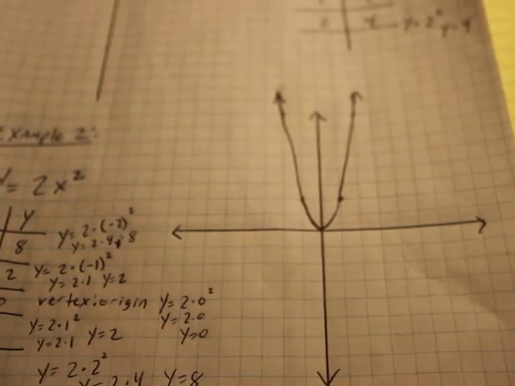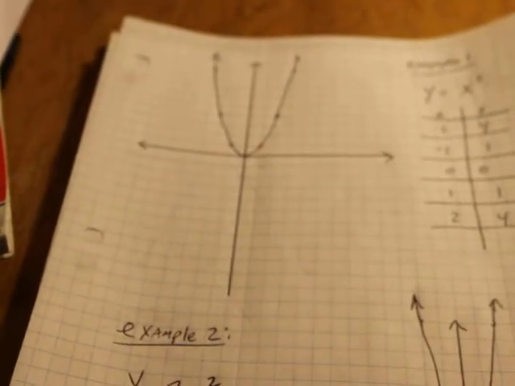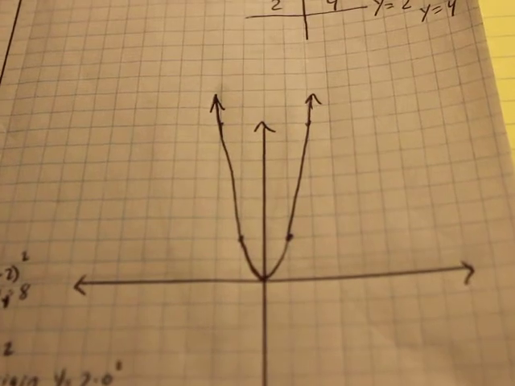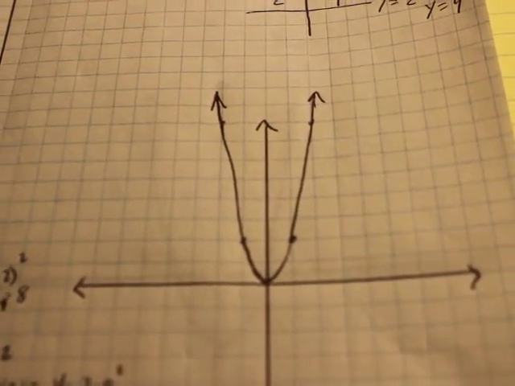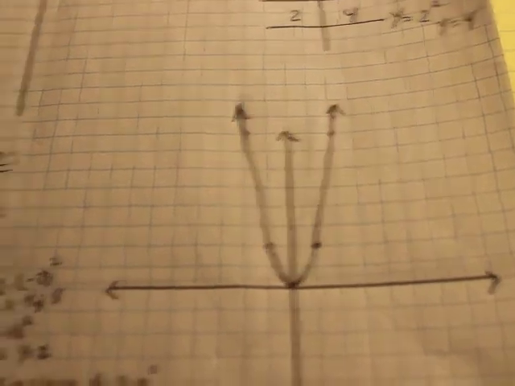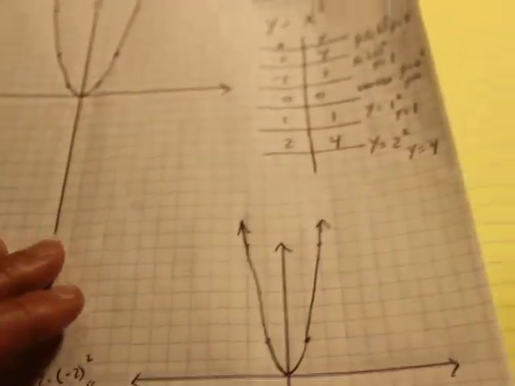Now, you'll notice the difference between these two graphs. This graph here does not go up quite as fast as this one here. This one goes up faster. Well, that makes sense because, of course, the y values are going to go up faster because there's a 2 in front of it. So it's going to go faster.